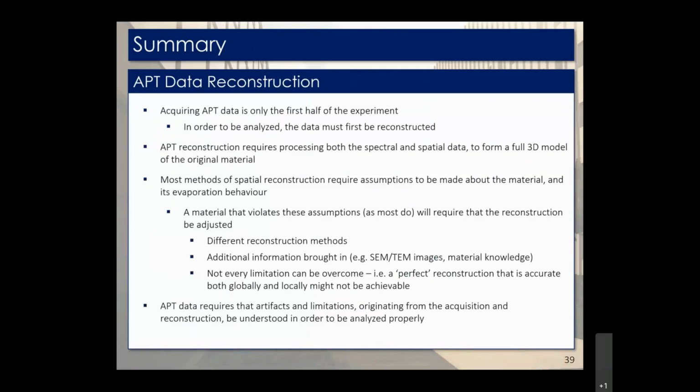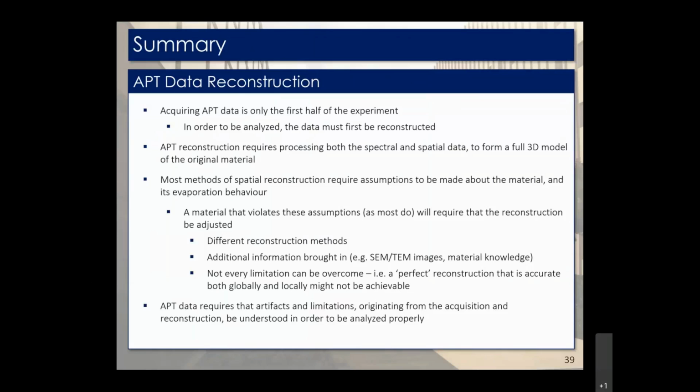Now, most methods of spatial reconstruction will require assumptions to be made about the material and its evaporation behavior. And if a material violates those assumptions, either on a large scale or even at a small scale, as most materials of engineering interest, scientific interest do, it will require that the reconstruction be adjusted or done in a way to account for this.